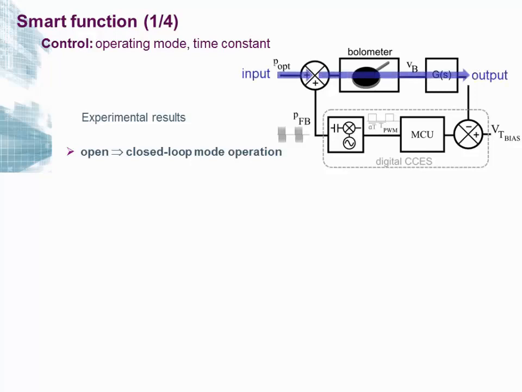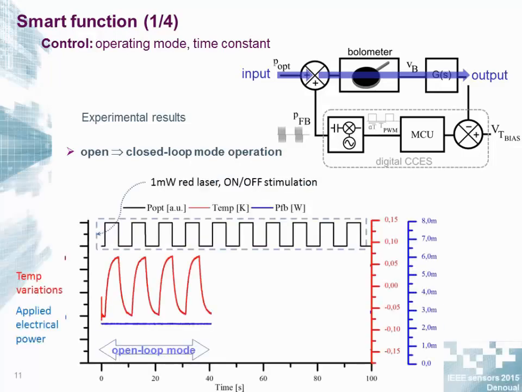So this is the open loop. In open loop, the input is the optical power coming onto the bolometer with the conditioning electronics, and the output will be some voltage representing the temperature of the bolometer. So here we are exciting the bolometer with square wave optical power. So this is in open loop. We have temperature variation. So heating up, cooling down, heating up, cooling down, typical of the first order thermal system.